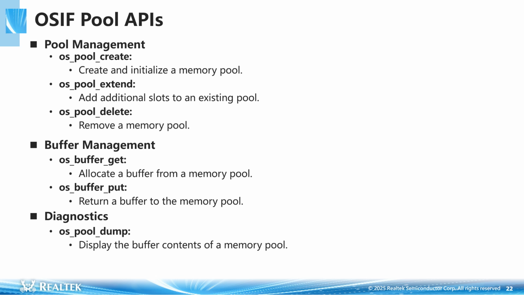Now, let's look at the OSIF Pool APIs. For pool management, OS Pool Create is used to create and initialize a memory pool. With OS Pool Extend, you can add additional slots to an existing pool, giving it greater flexibility. If you need to remove a pool, OS Pool Delete is the function to use. For buffer management, OS Buffer Get allocates a buffer from a pool, while OS Buffer Put returns a buffer back to the pool, maintaining balance and resource availability. Finally, OS Pool Dump allows you to display the buffer contents of a memory pool, providing insights into memory allocation and usage.